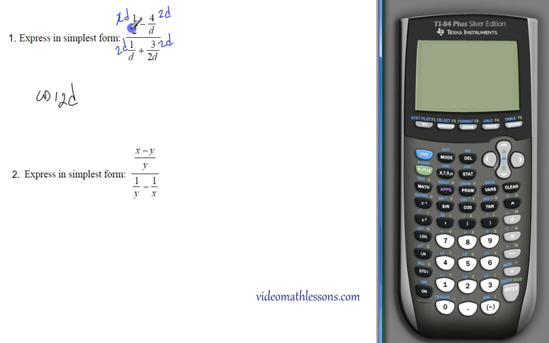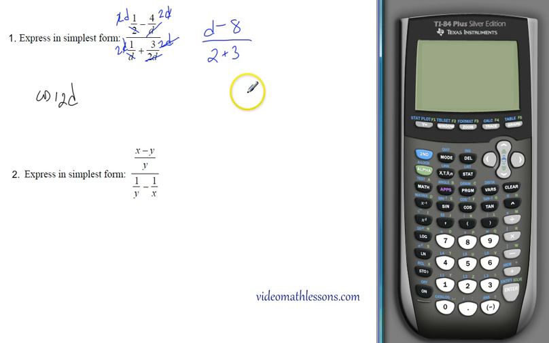The 2 cancels the 2. d times 1 is d. Let's try it again. d cancels d. Negative 4 times 2 is negative 8. Downstairs, d cancels d. 2 times 1 is 2. 2d cancels 2d. I just got a 3.